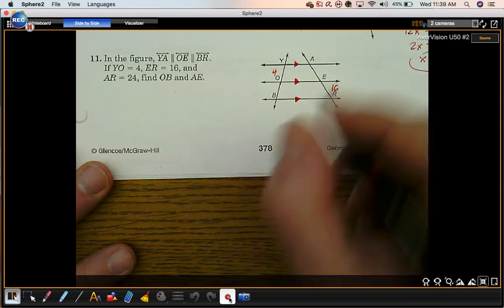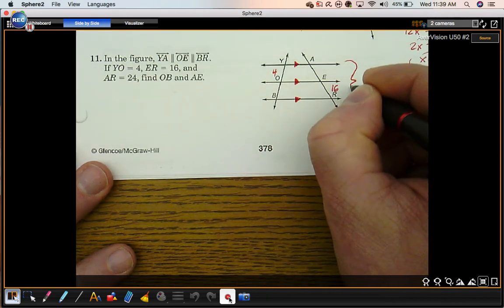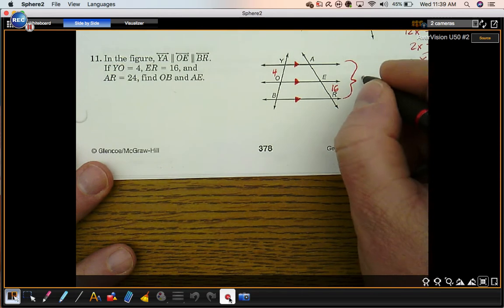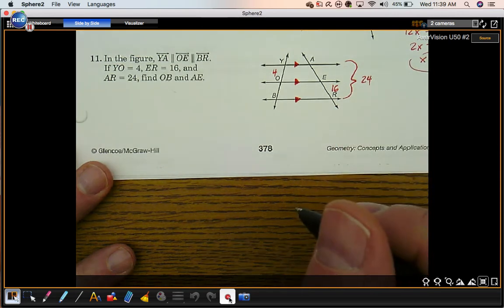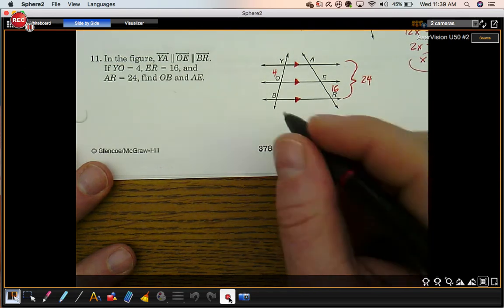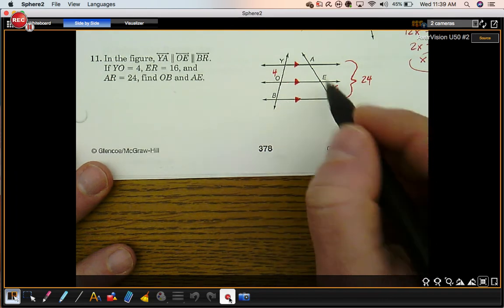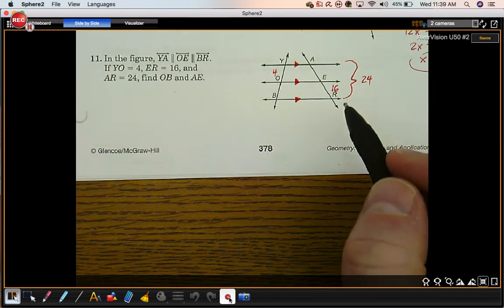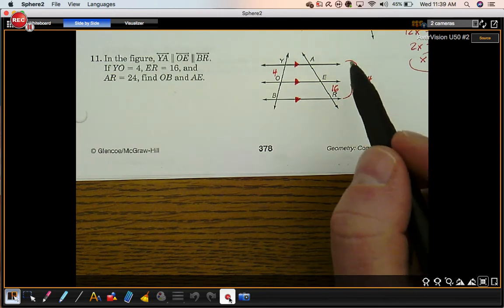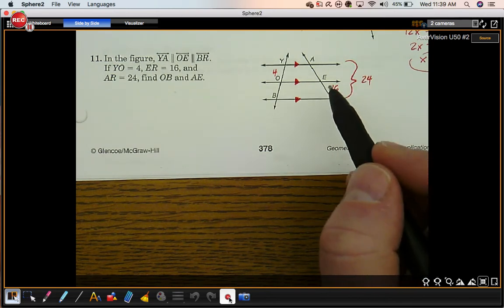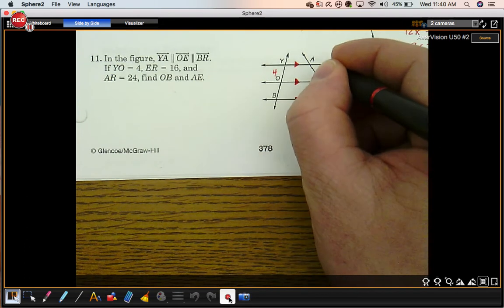A to R, that's this whole thing. I'm going to make a bracket. The whole thing's 24. We want to find the distance from O to B and the distance from A to E. Well, the distance from A to E is really easy to find. If this whole part is 24 and this guy's 16, then we know this is 8.